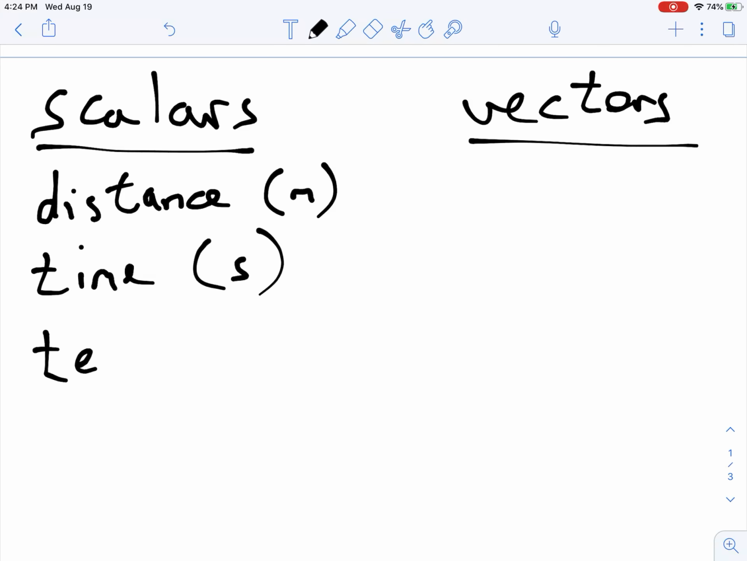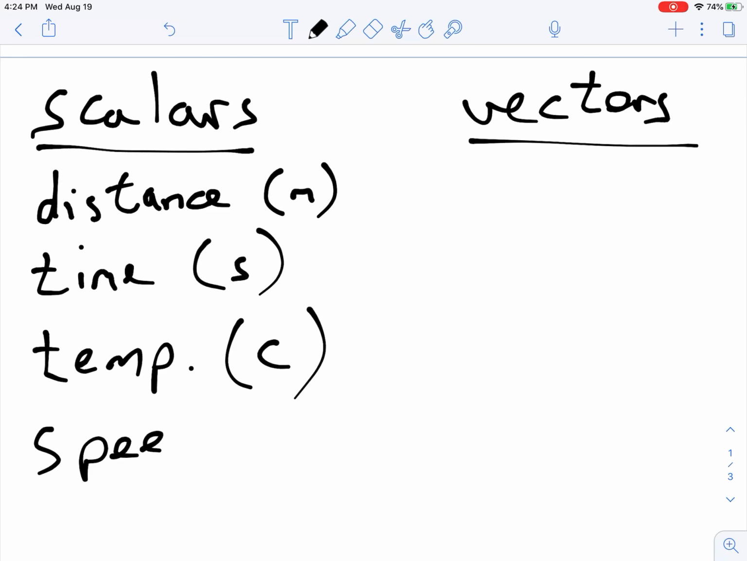Temperature. Temperature is a scalar. We'll measure that in centigrade or Kelvin. Okay? Speed is a scalar. How fast are you going? That will be measured in meters per second. Okay? Those are scalars.